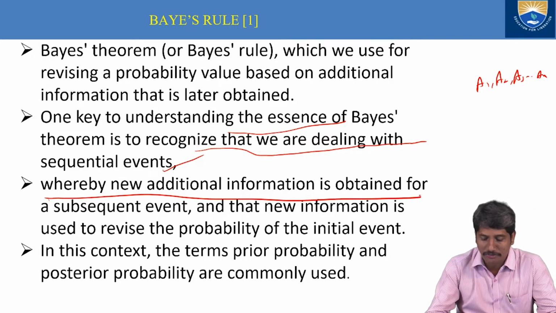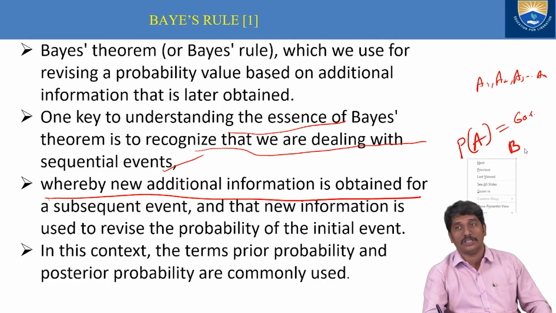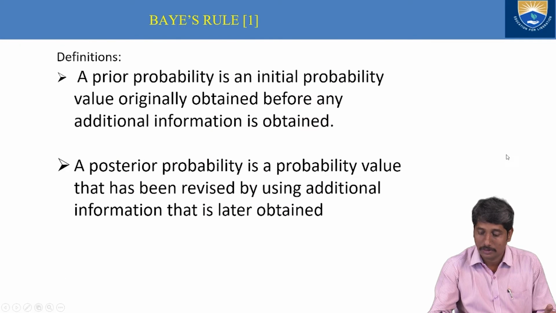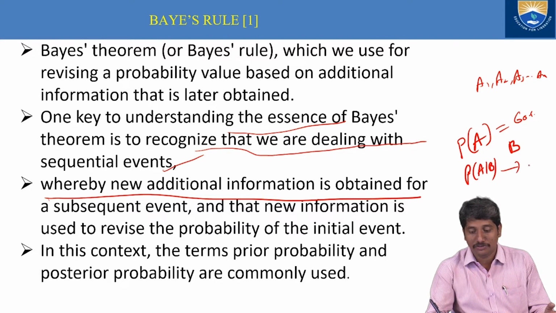Whereby new additional information is obtained for a subsequent event, and that new information is used to revise the probability of that initial event, which means A. Additional information is B. Initially you have an assessment over A that the chance of winning of A is 60%. But due to additional information, that means latest information, the chances of happening of A might be affected. That is denoted by P of A given B. To calculate this, we'll use Bayes' law.